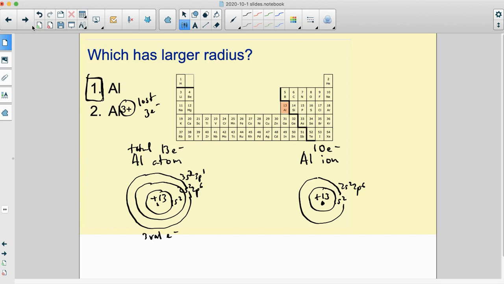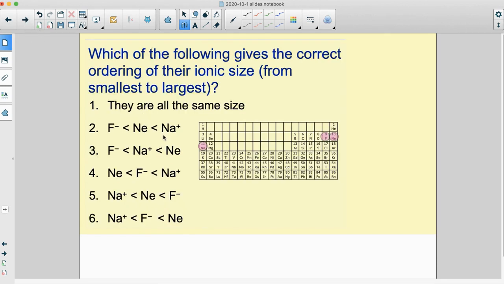Okay, so let's look at a couple more ions. We want to get the correct ordering from smallest to largest for these ions, and we have an atom here too. Okay, so they're not going to be all the same size. We already talked about the fact that we've got different atoms here, so different nuclear charges. So let's make some Bohr model drawings again.